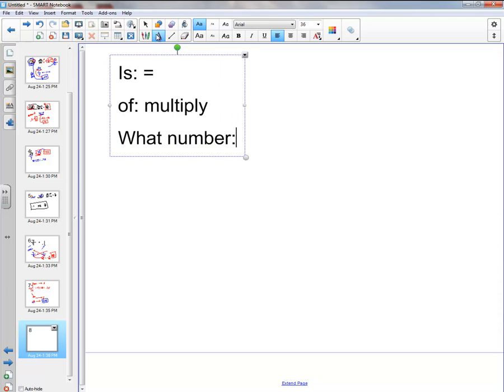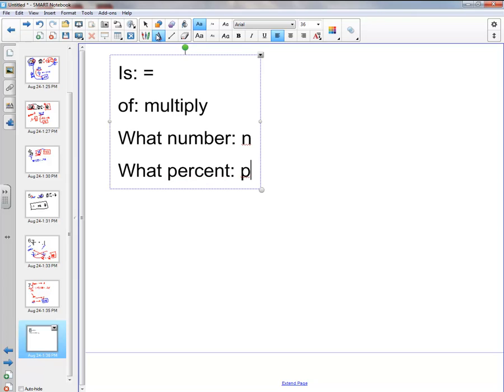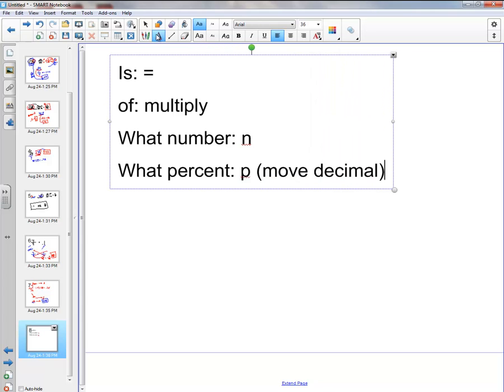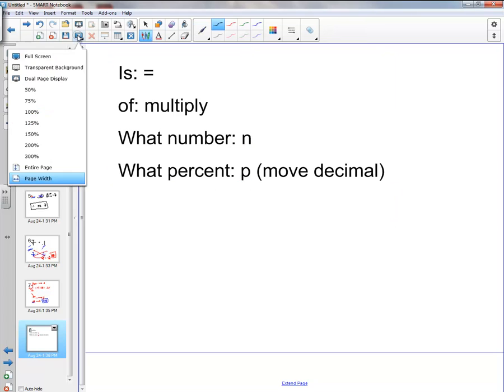What number is going to be used in the problem, and we're going to call it n as our variable or our unknown, and what percent is going to be represented as p. And remember, if you ever use a percent, we have to move the decimal. All right, so those are your rules, and we're going to switch back to a different screen, and I'm going to give you an example problem here.